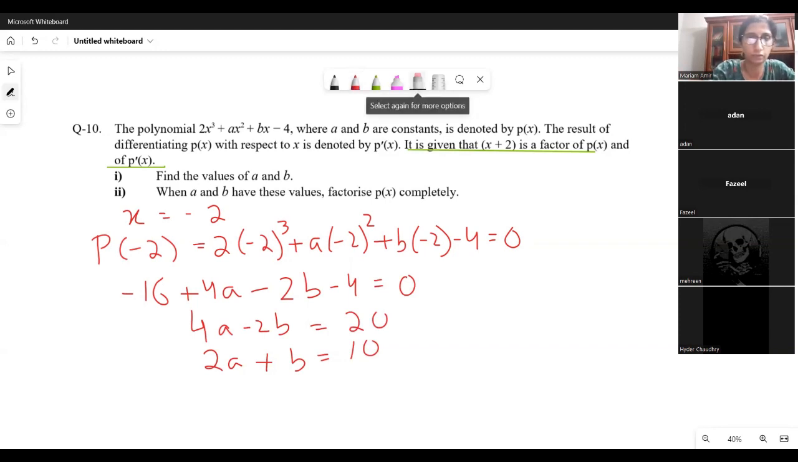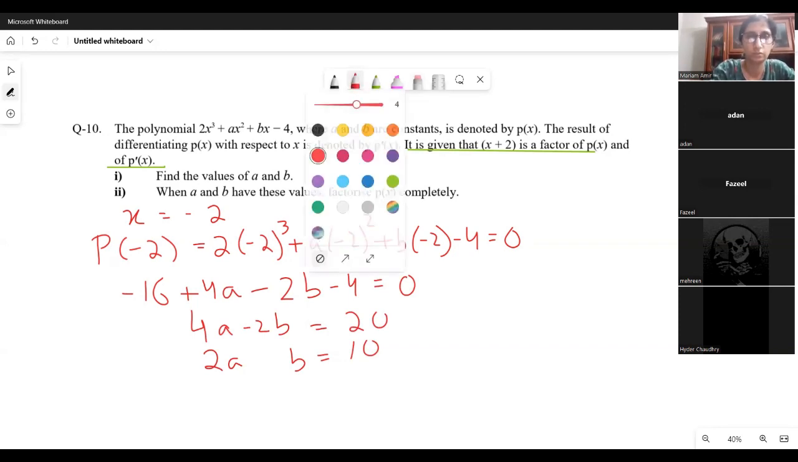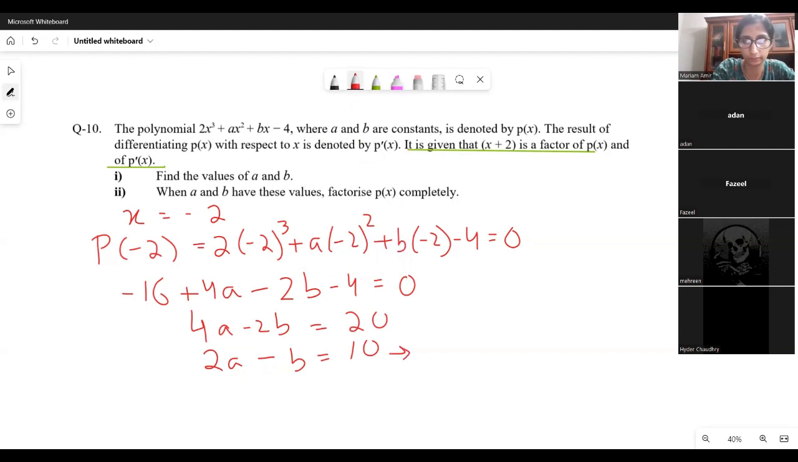Nice. There should be a minus here. Okay, so that's equation number 1. Also, x plus 2 is a factor of p'(x) as well. So let's find p'(x) first. p'(x) means the derivative of p(x).